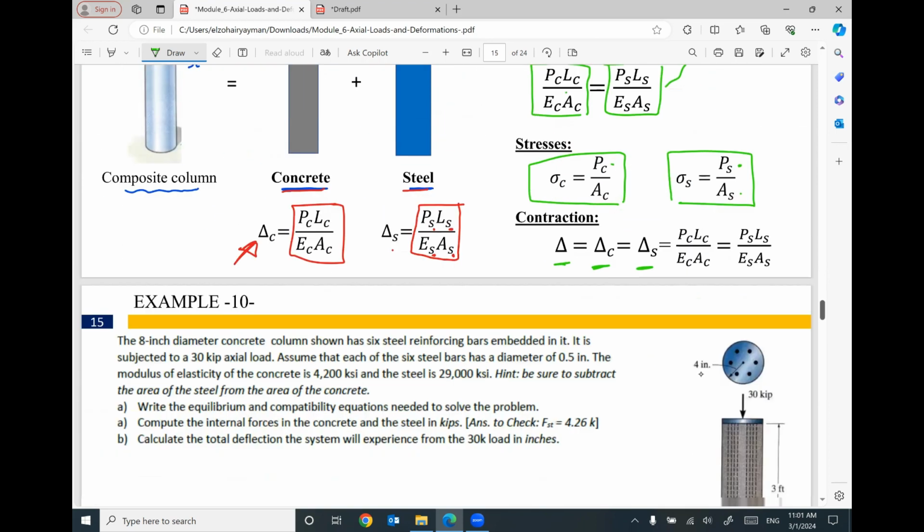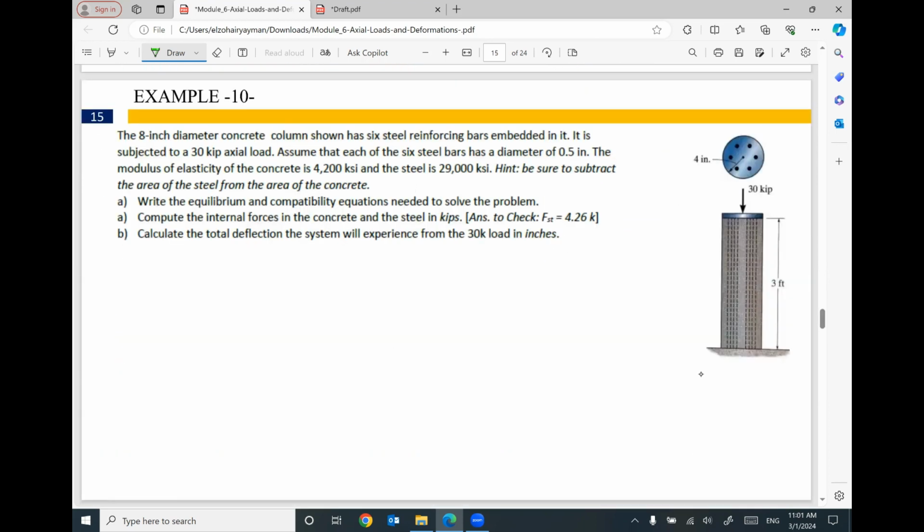So we have two examples in this part. The first example, we have an 8-inch diameter concrete column with 6 steel rebars embedded in concrete.